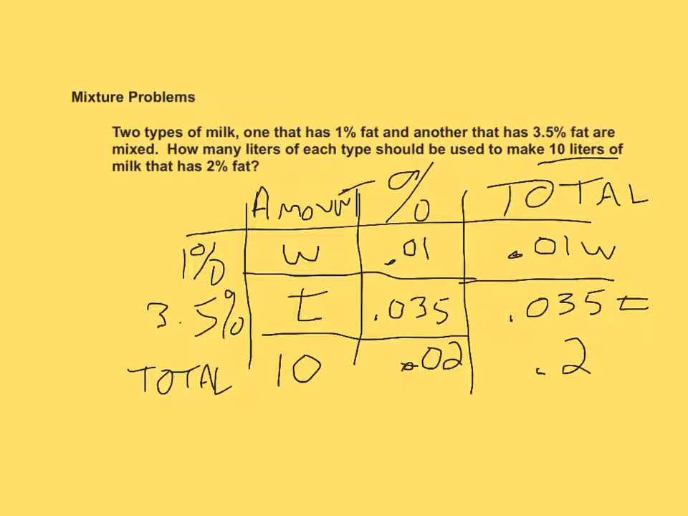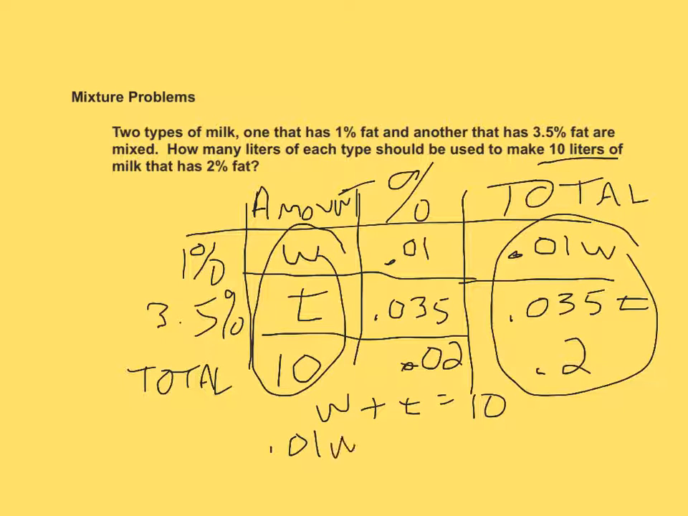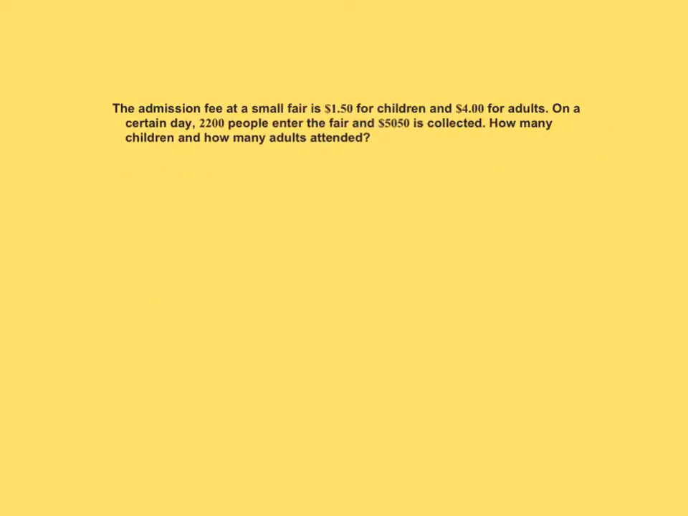So now I have a system of equations. I can say that W plus T equals 10 and 0.01 W plus 0.035 T equals 0.2. And I'm not going to teach you how to solve this system of equations in this video. We have already learned how to do that, or we can watch videos, but I would use substitution for this one. All right, let's look at another example.